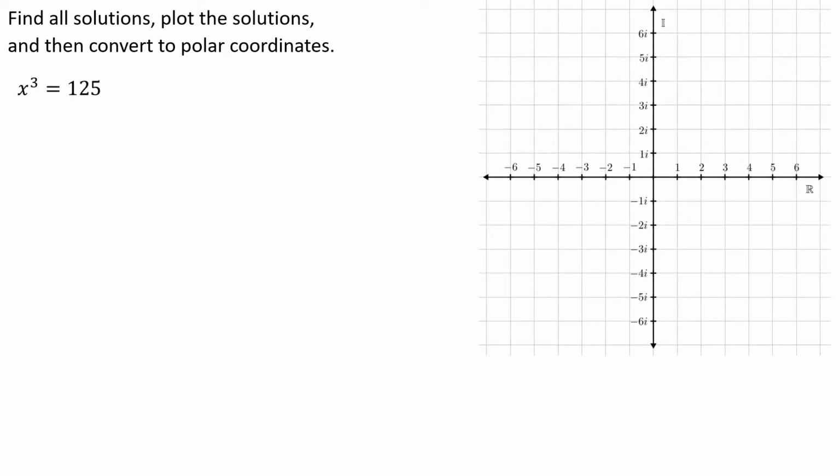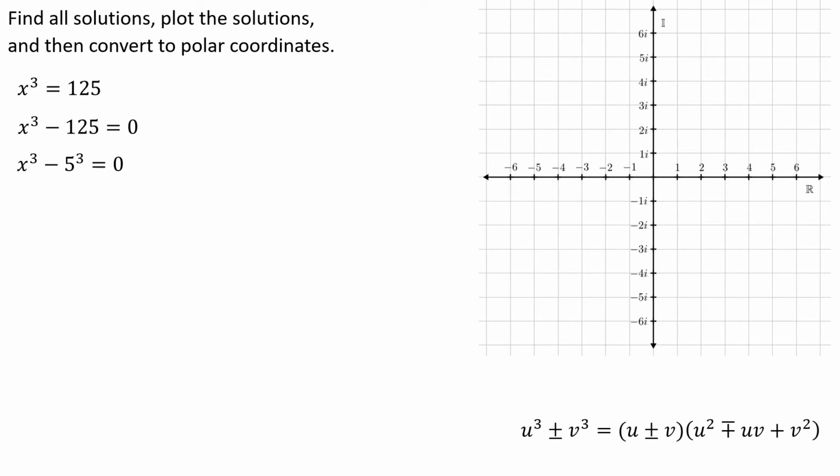Okay, so x to the third power equals 125. Again, I can rewrite that by subtracting 125 from each side of the equation. Recognize that 125 is actually 5 to the third power. Pull out our good old friend, the sum or difference of cubes. So instead of u to the third, we're looking at x to the third. Instead of v to the third, I'm looking at 5 to the third. And of course, I always keep my original sign.